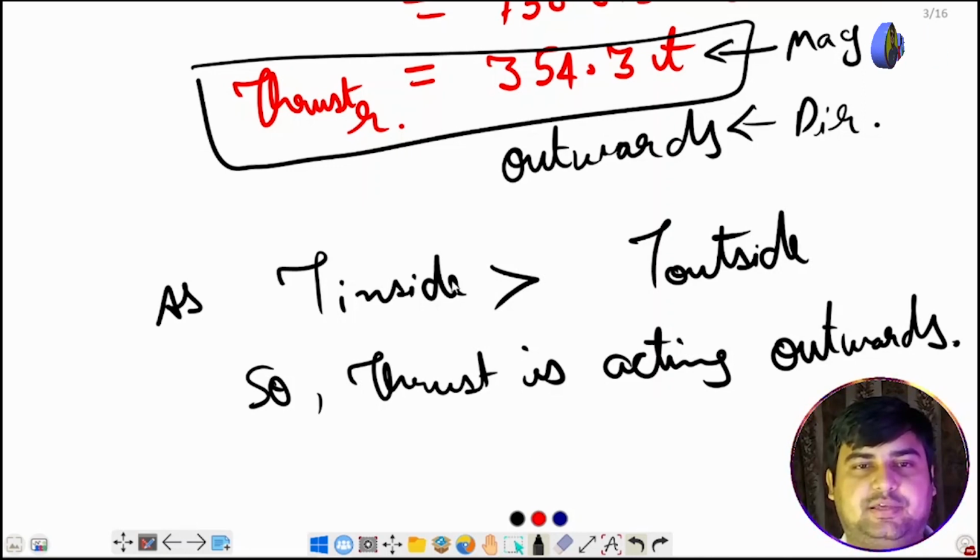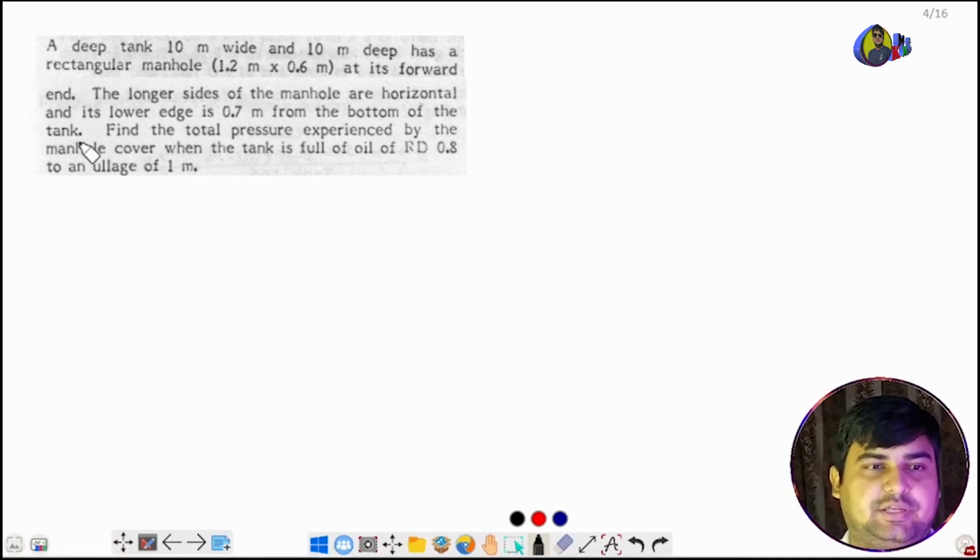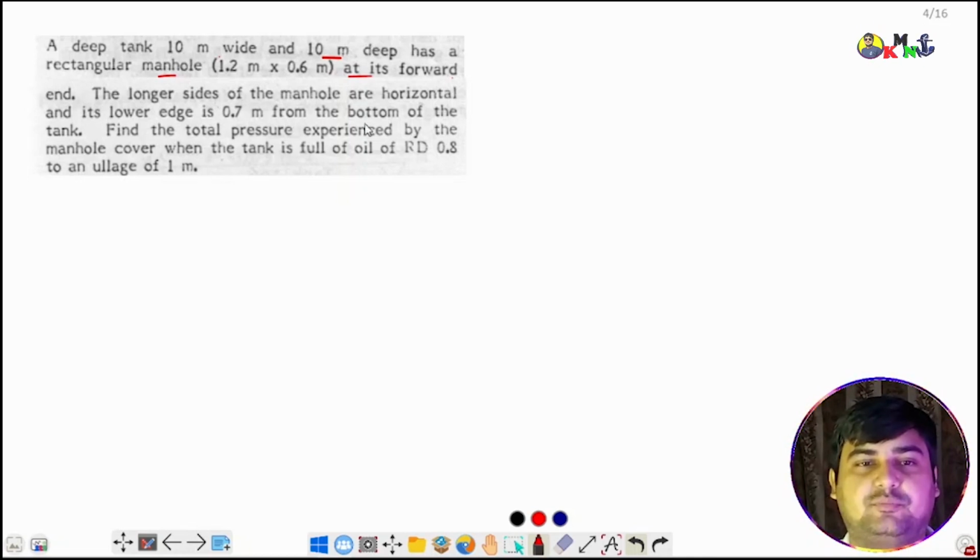Okay, so we have solved the problem. Now we will move forward to the next problem. The next problem says: a deep tank 10 meters wide and 10 meters deep has a rectangular manhole at its forward end. The longer sides of the manhole are horizontal and its lower edge is 0.7 meters from the bottom of the tank. Find the total pressure experienced by the manhole cover when the tank is full of oil of RD 0.8 to an ullage of 1 meter.